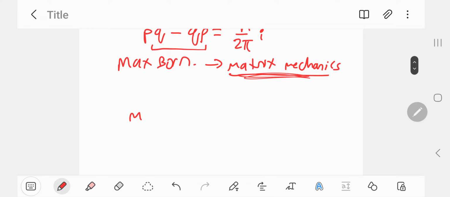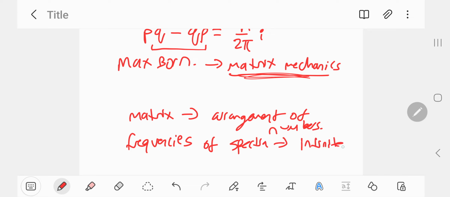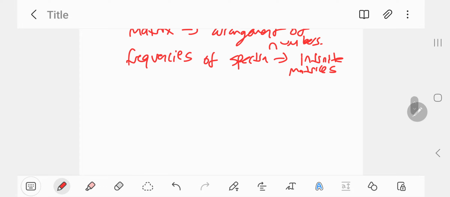A matrix is just an arrangement of numbers. I'll talk more about matrices in subsequent videos. Born and his student were able to take the frequencies of the optical spectra, the measured frequencies, and put them into what are called infinite matrices, an infinite set of possible arrangements. Matrices is the plural of matrix.